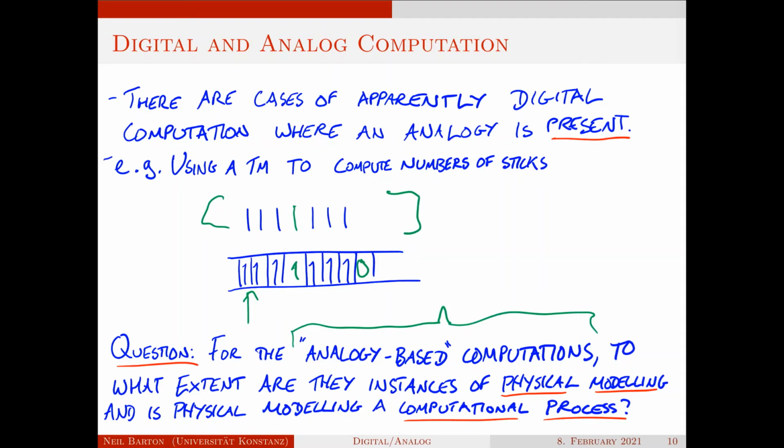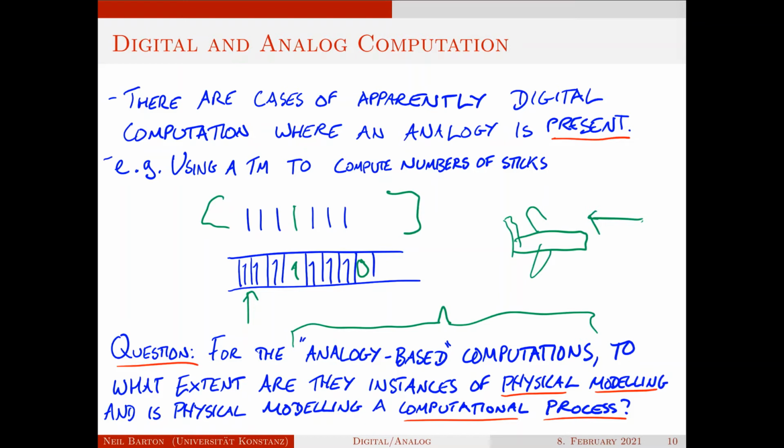And I think one interesting question here is, to what extent are these kinds of analogy-based computations really just instances of physical modeling? For instance, we can think of a design for a plane, and we make a miniature version of this plane, right? It's my wonderful drawing of a plane, and we stick it in a wind tunnel, and we look at how the wind behaves with respect to that plane, and that might influence our plane design.